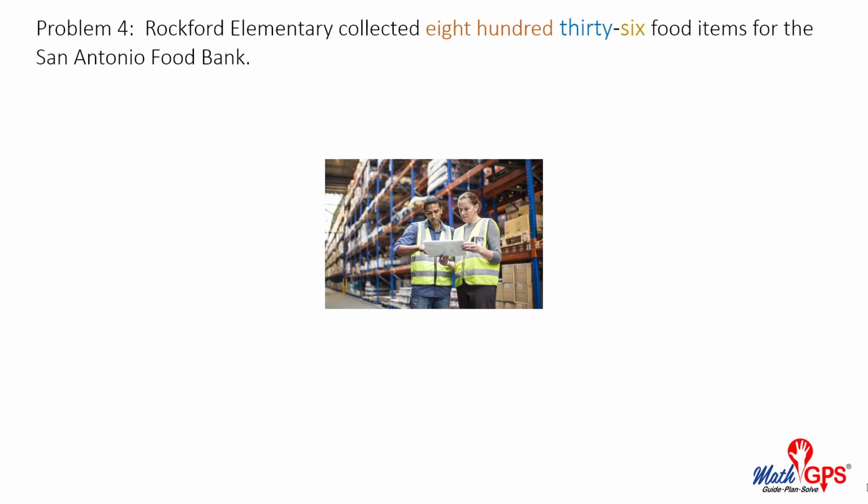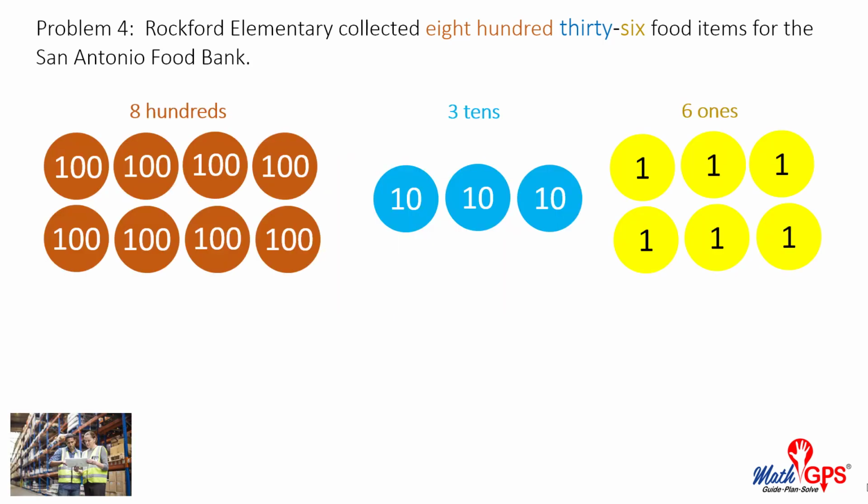Problem 4. Rockford Elementary collected 836 food items for the San Antonio Food Bank. How can we model this amount using place value discs? We need 8 of the hundreds discs, 3 of the tens discs, and 6 of the ones discs.